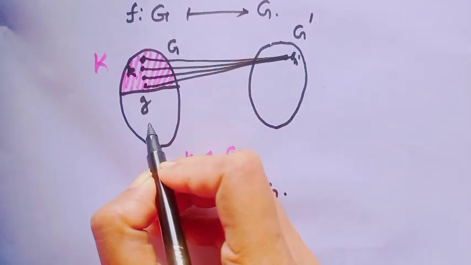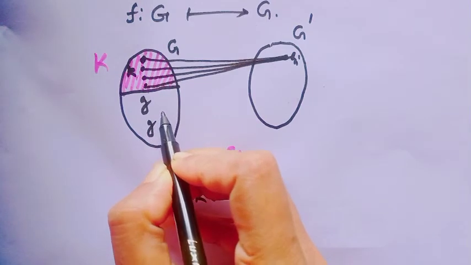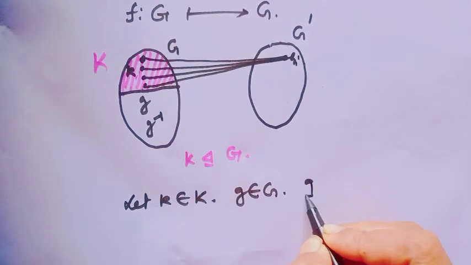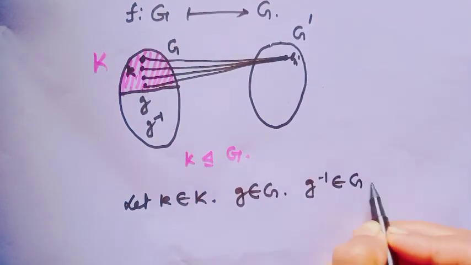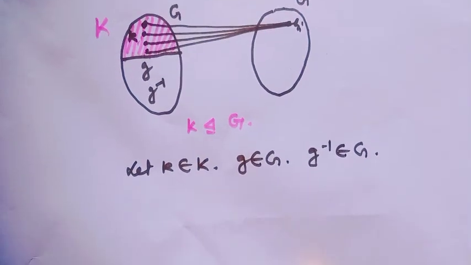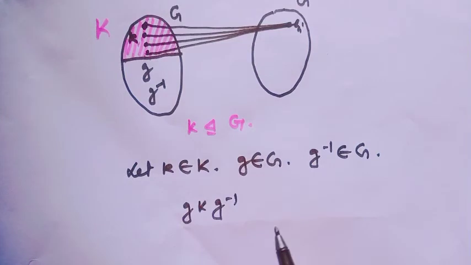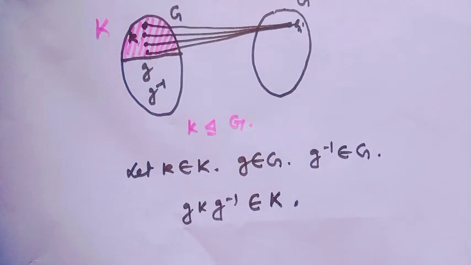Then g inverse also belongs to capital G, since it is outside of K. This is g inverse, which also belongs to G. We have to show g k g inverse is a member of the subgroup, the kernel. Okay?